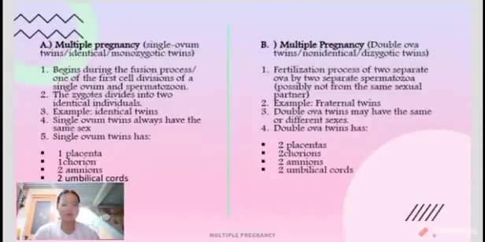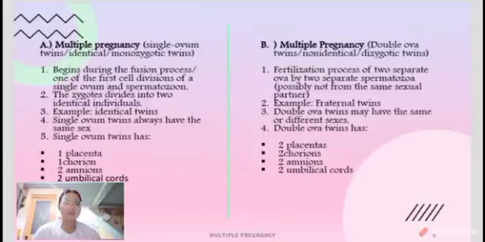On the other hand, we have the non-identical pregnancy, in which two ova are fertilized by two separate spermatozoa that may come from the same or different sexual partners.